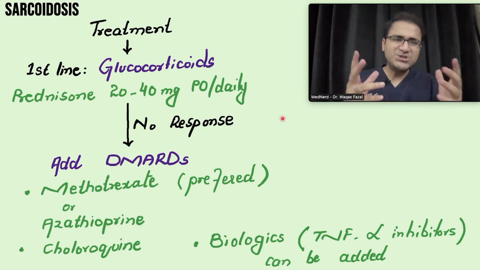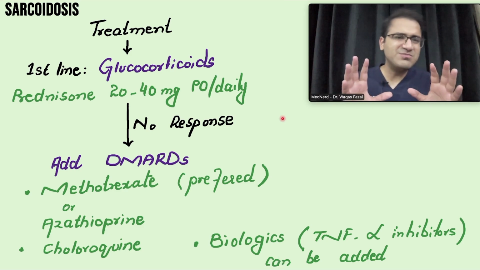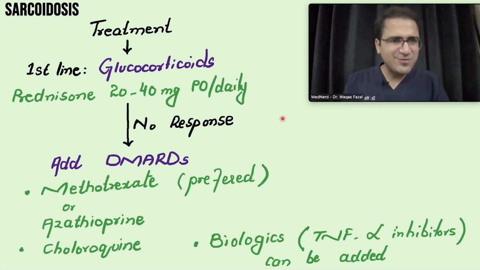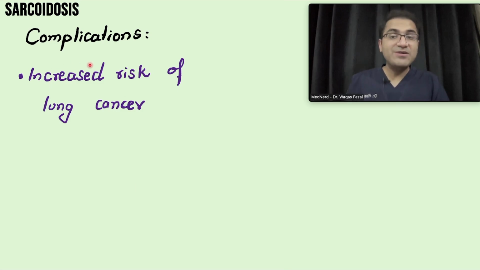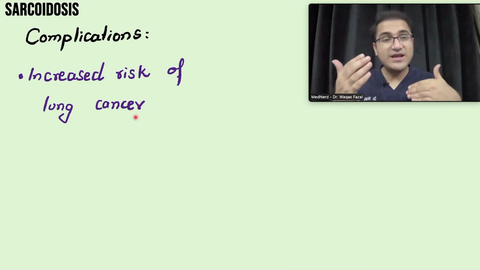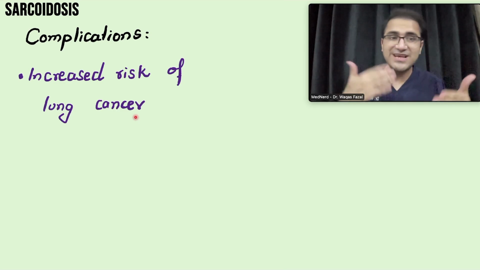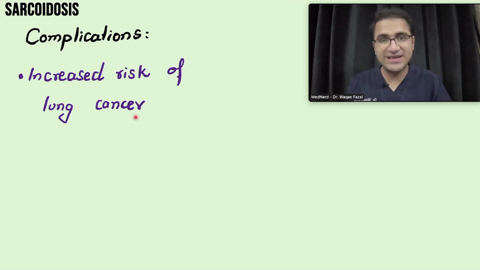So remember, in the initial stages, the disease is self-limiting in some patients, but if the patient is having severe symptoms, you can use glucocorticoids. If there is no response, then you can give methotrexate. Remember, there is increased risk of lung cancer since there is a repeated cycle of inflammation going on, and that repeated cycle of inflammation can result in lung cancer.